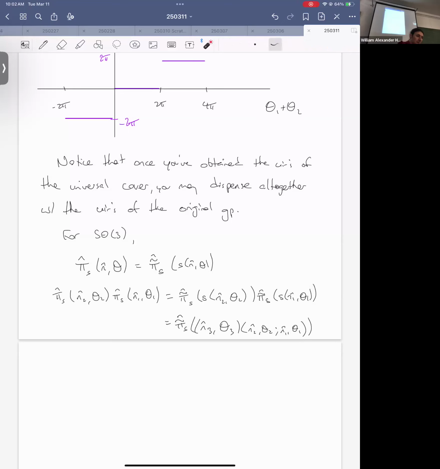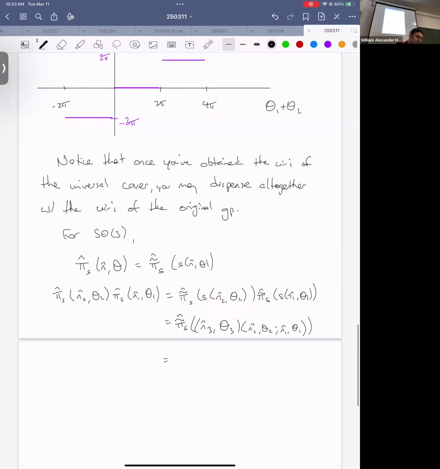But in any case, there's some single axis and some single angle that corresponds to this rotation followed by this rotation living in SU2. And then this is necessarily an ordinary representation. And if you demand to project down to the representation of SO3, which I highly discourage you from doing, but you can, then you will get pi hat s of the projection of n3 theta 3. And if this theta 3 is between 0 and pi, you're fine, you don't pick up a phase.